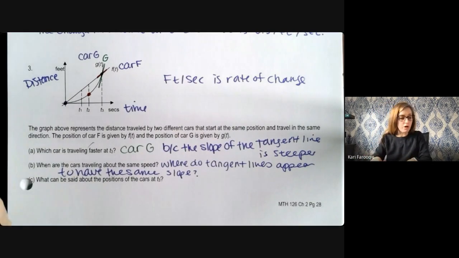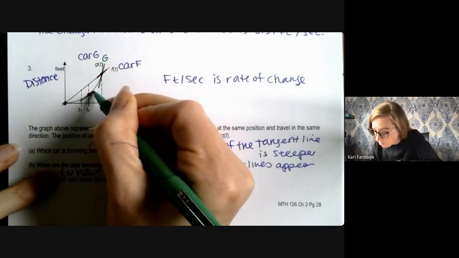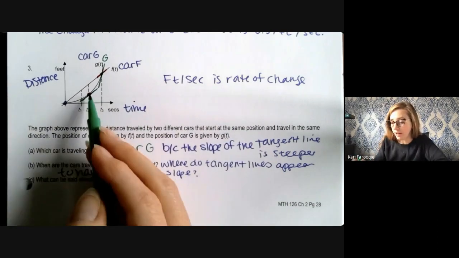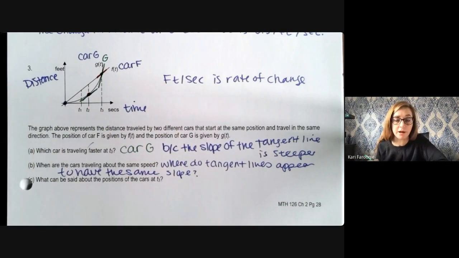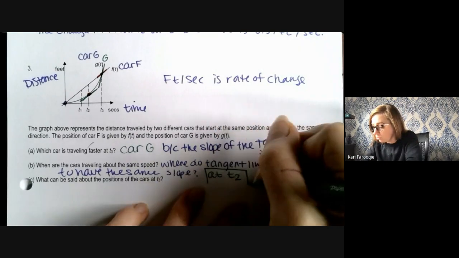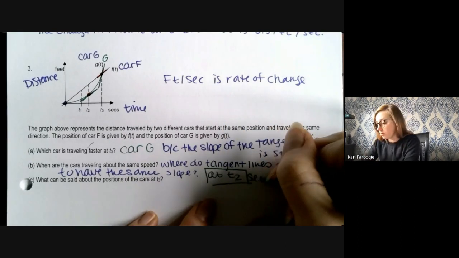Because if I wanted to draw the slope of the tangent line at t sub 2, it's going to look like this. And it's going to appear to be parallel to the tangent line of F at t sub 2. So in this case, I could say, when are the cars traveling at the same speed? Well, the tangent lines appear to have the same slope at t sub 2. So we would say at t sub 2. That would be the answer, t sub 2 seconds.